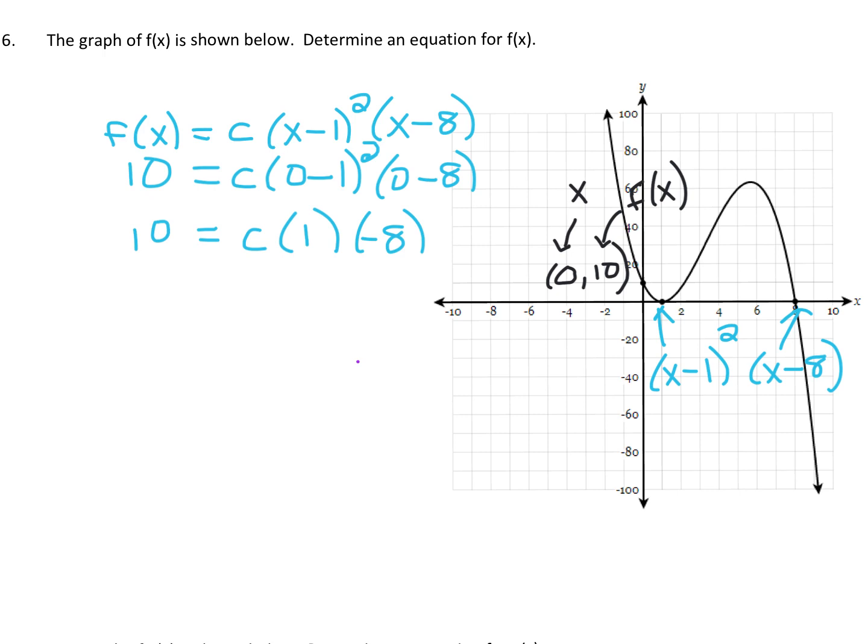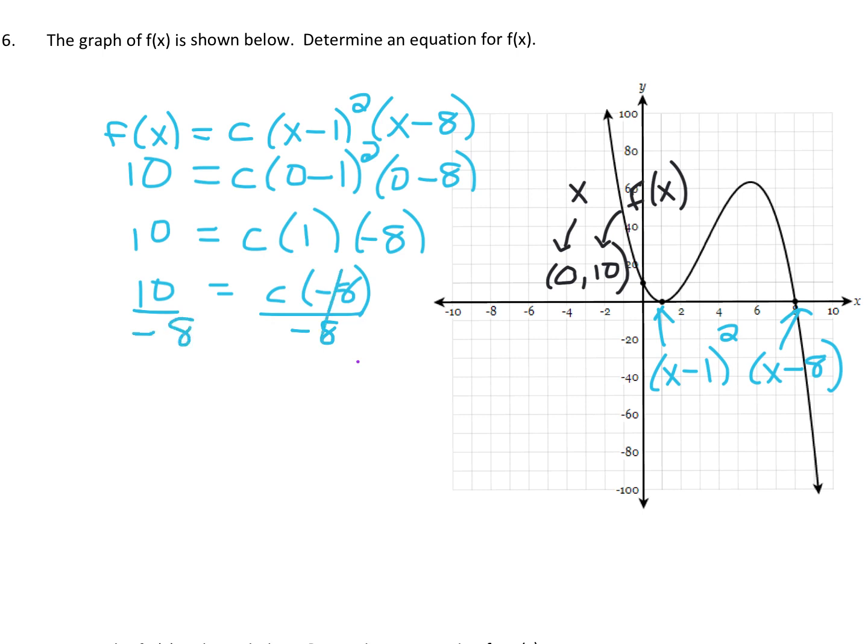So we have 10 equals, you could write c times negative 8, or if you want, you could just write negative 8c. It's the same thing. But either way, to get the c by itself, since this c is being multiplied by the negative 8, the opposite operation of multiplication is division. So we're going to divide both sides of our equation by negative 8.